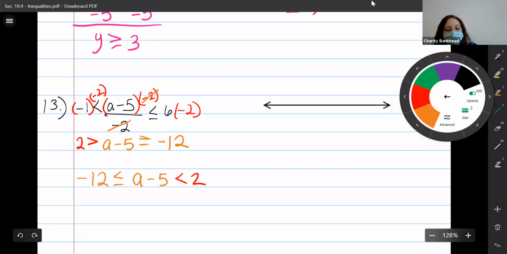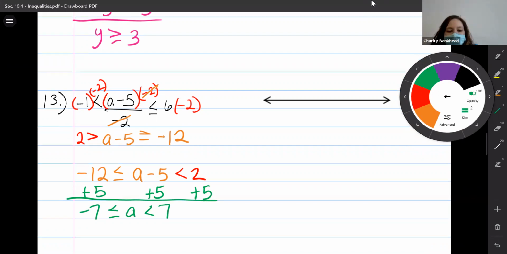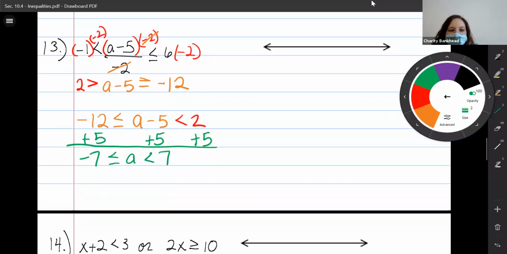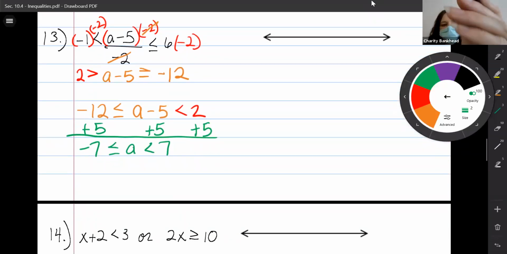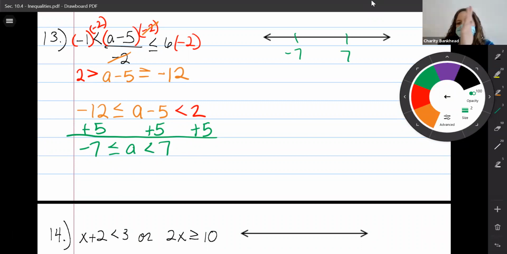So then we can just add 5 to each of the 3 sections, which gives us -7 is less than or equal to a, which is less than 7. So then on the number line, we're just going to label -7 and +7. And you always want to make sure that you have your numbers in the correct order, like the smaller one is on the left, the larger one is on the right.